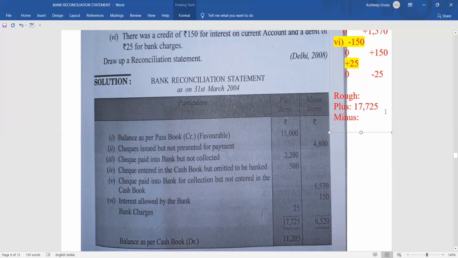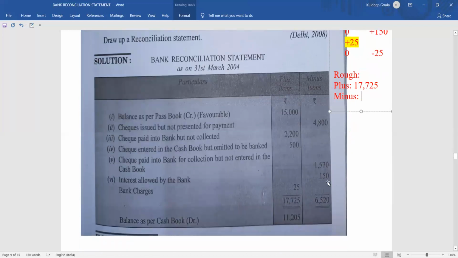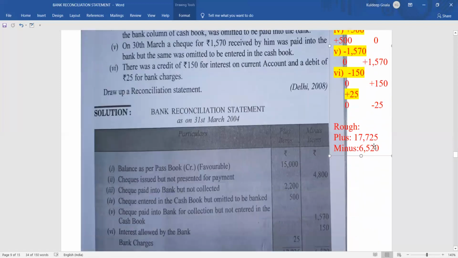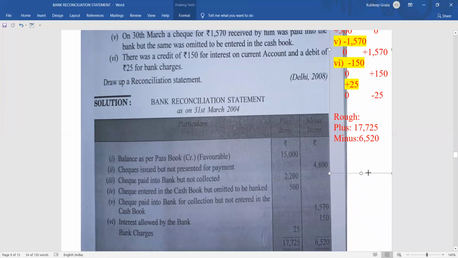17,725. And coming to the credit minus figure, what is there in the minus? You can see in the minus that it is 4,800, 1,570 and 150. The total comes to 6,520 rupees. Which is more? You can see that the plus item is more. So since the plus item is more, this is more, right? The plus item is more and the minus item is how much? 6,520. So since the plus item is more, it indicates that it is a favorable balance. The answer will be favorable.